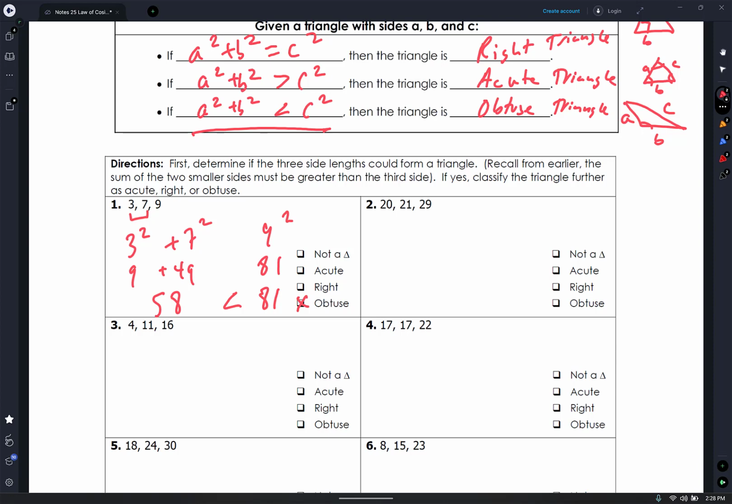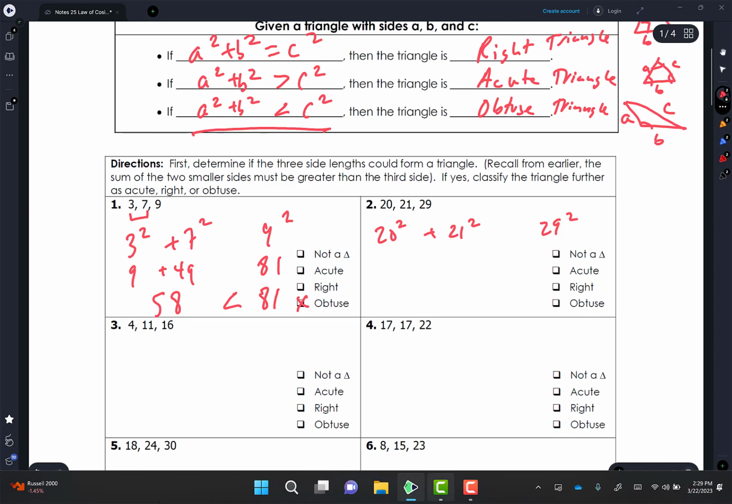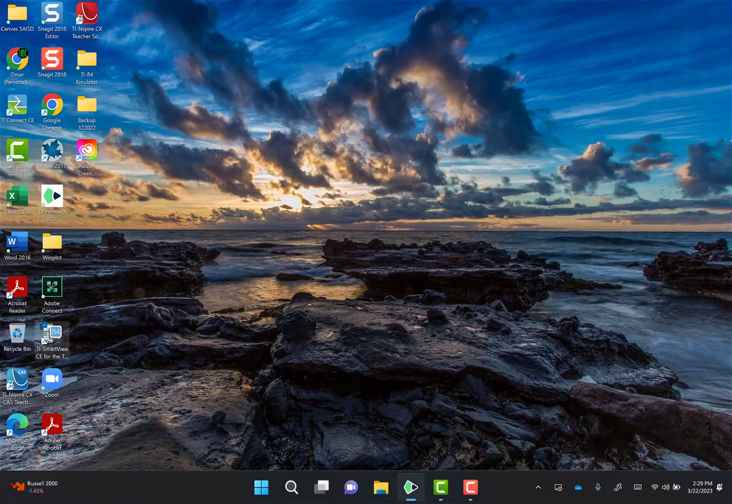Okay, now let's look at number 2. I have a 20, a 21, and 29. So 20 squared plus 21 squared, and I'll put the 29 squared on the side. I do not know what those numbers are, so now I need my calculator. So let me take my calculator out.